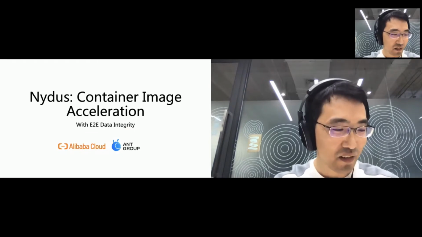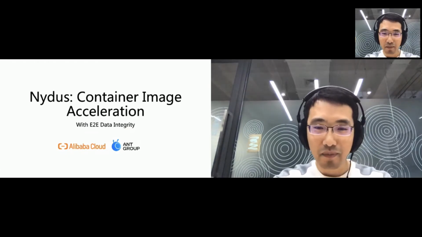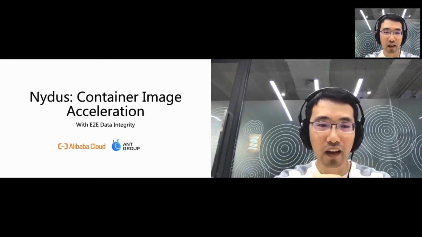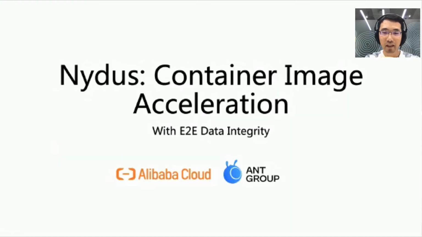Okay. Thank you, everyone, for joining. I'm Peng. I'm a staff engineer for Ant Group, and today I will introduce our work on image acceleration. We have a project called Nydus, and it has a key feature to speed up the image pulling process, and also we want to emphasize end-to-end data integrity. This is an open source project, co-developed by Alibaba Cloud and Ant Group.